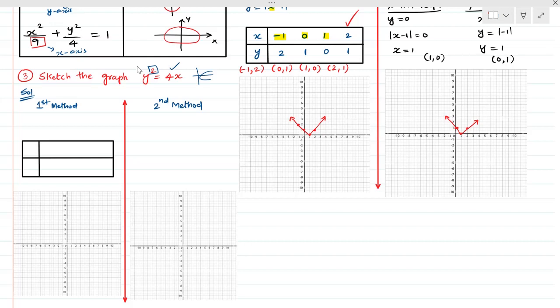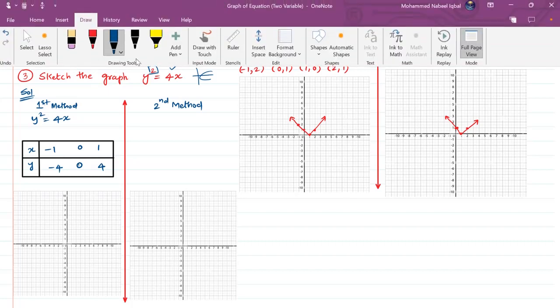So first of all, I just substitute the values here. y square is equal to 4x. I substitute x values of minus 1, 0, 1. You can just extend the values. So here it becomes 0. When you substitute, you will get 4. Here, minus 4. Now just plot the points.